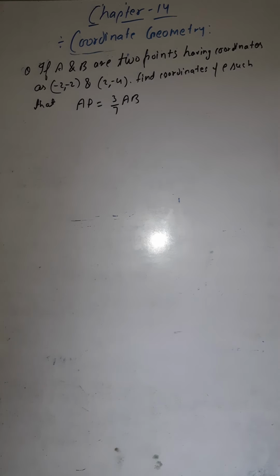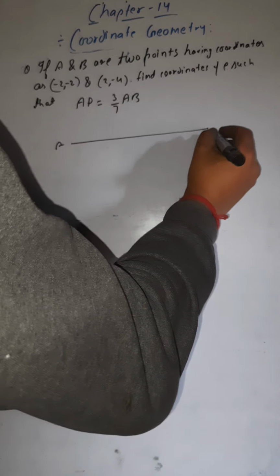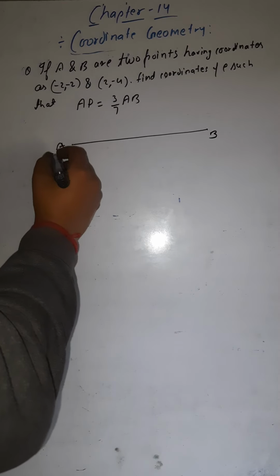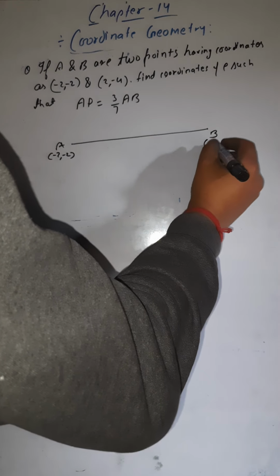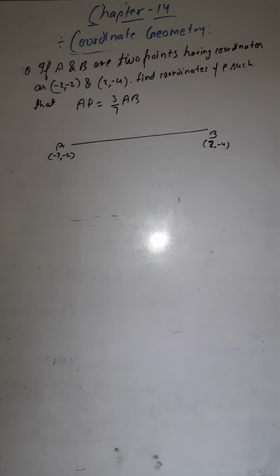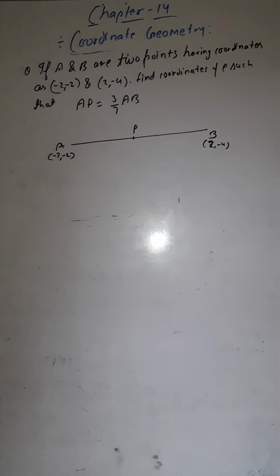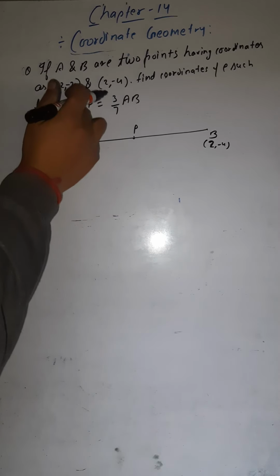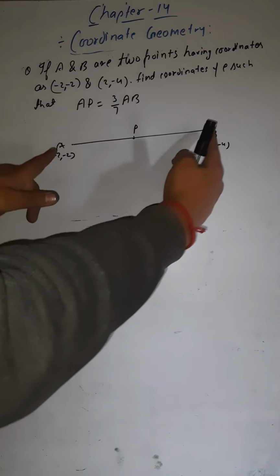This is a very important question from the exam point of view. So here you have 2 points. Let's say this is A, this is B, a line segment which is made by AB. So coordinates of A have been given as minus 2 comma 2, B as 2 comma minus 4. Now you have a point P which is dividing this line segment, and you have to find out the coordinates of point P, but the condition has been given as AP is 3 by 7 of AB.